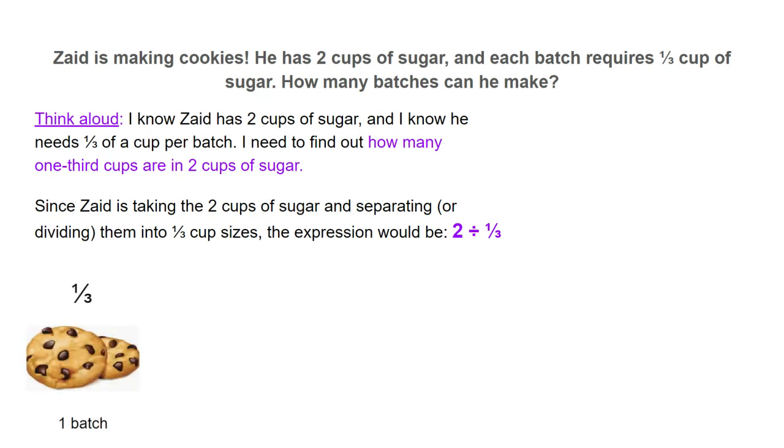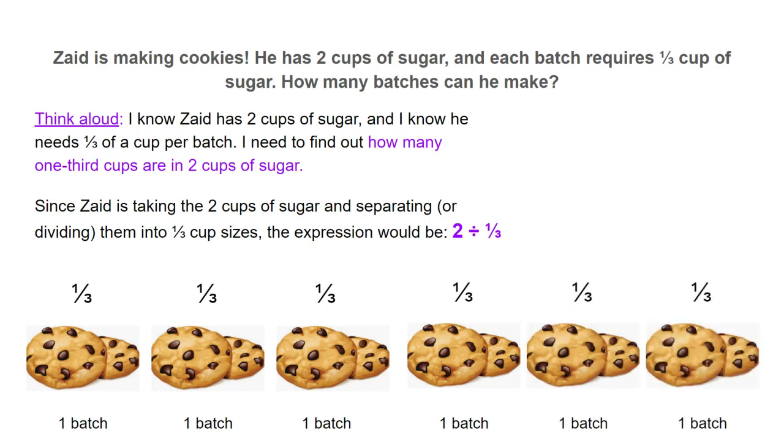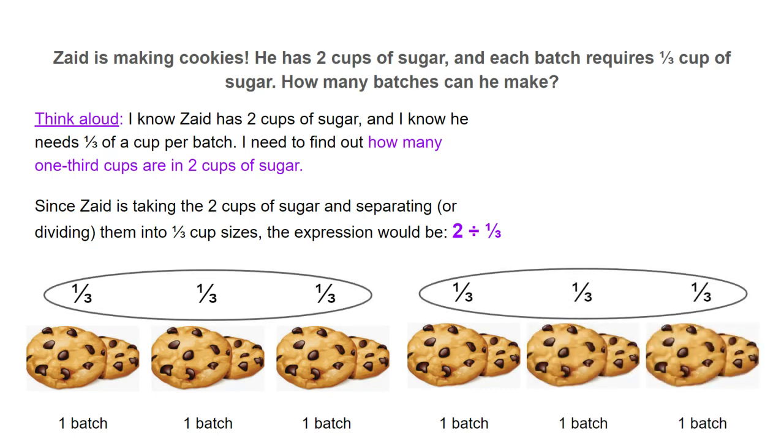Here's the first batch of cookies, and that used 1/3 cup of sugar. So now I can make another batch of cookies, and now I've used 2/3. Another batch of cookies, and now I've used 3/3 cups of sugar, or that would be 1 whole cup. So then I can make another batch, and another batch. So now we have our 2 cups of sugar used, and we can count the number of batches that Zaid was able to make, and he made 6 batches of cookies. So that would mean that 2 divided by 1/3 is equal to 6. Or another way of thinking about this, again, is 1/3 fits into 2 wholes 6 times.